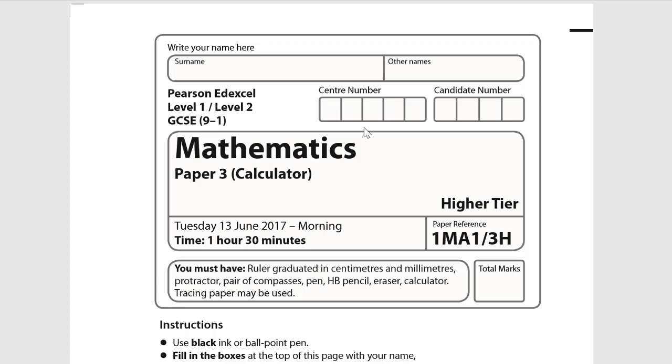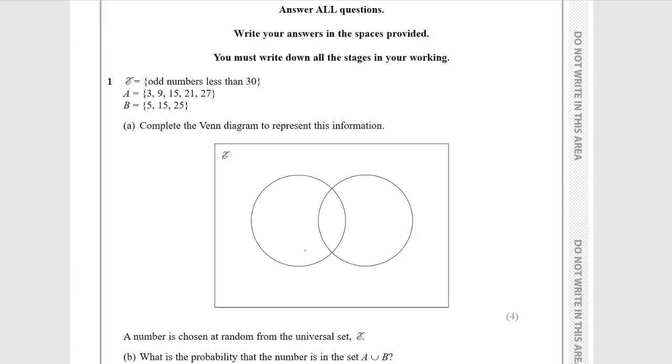So this is a Mathematics Pearson's Paper 3 calculator Higher Tier exam for summer 2017. It's an hour and a half long, so let's get started. The first question relates to Venn diagrams. The first part says complete the Venn diagram to represent the information.